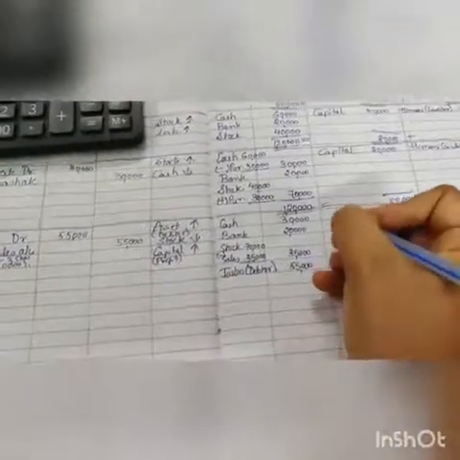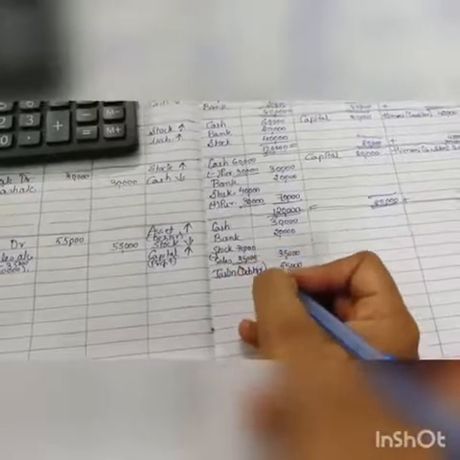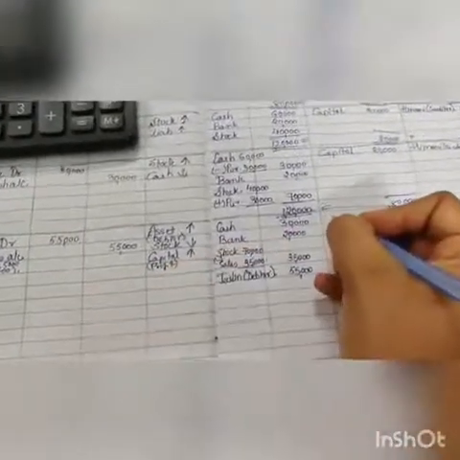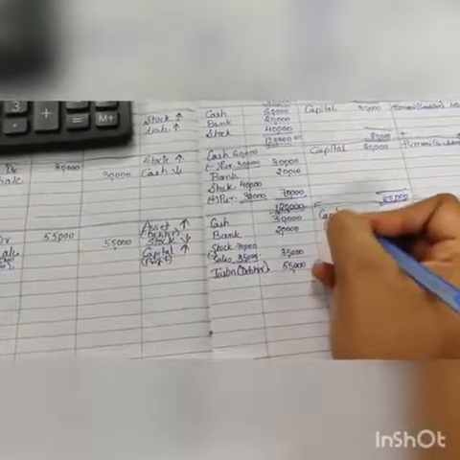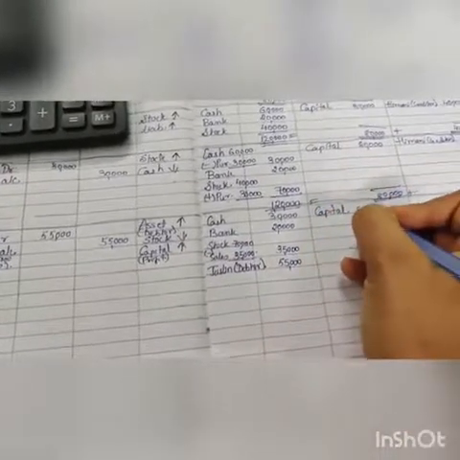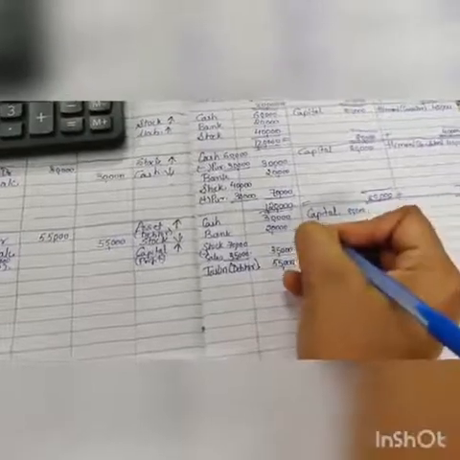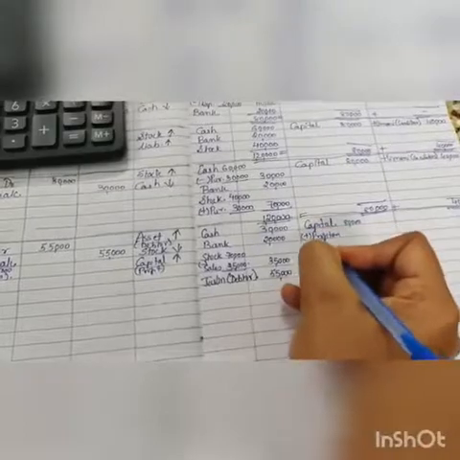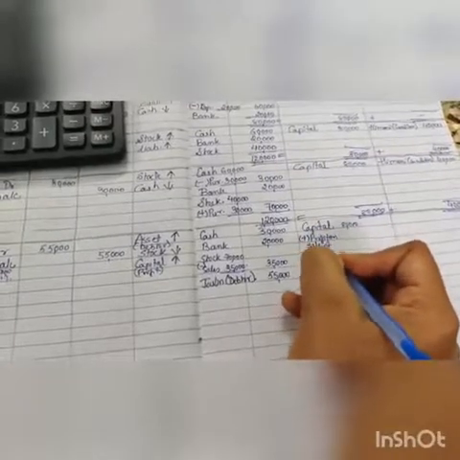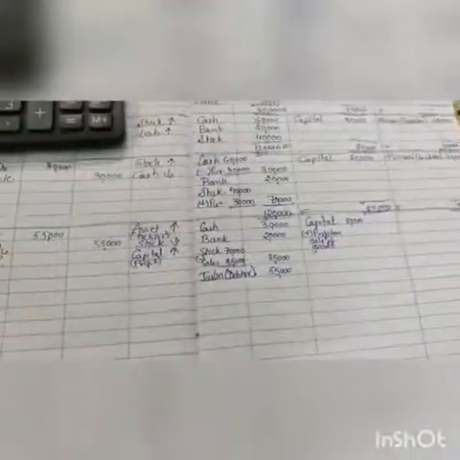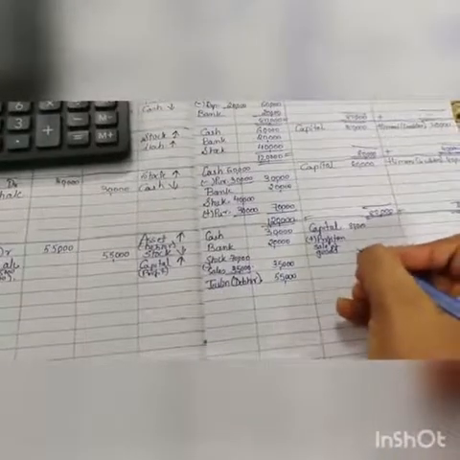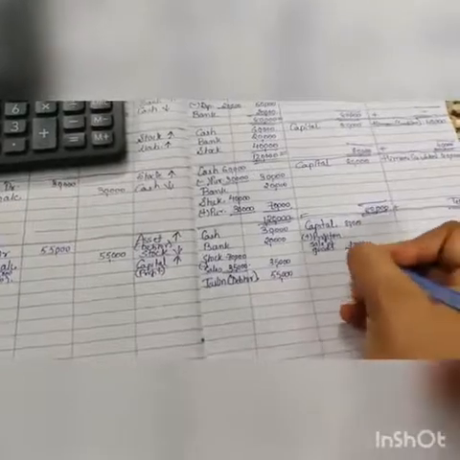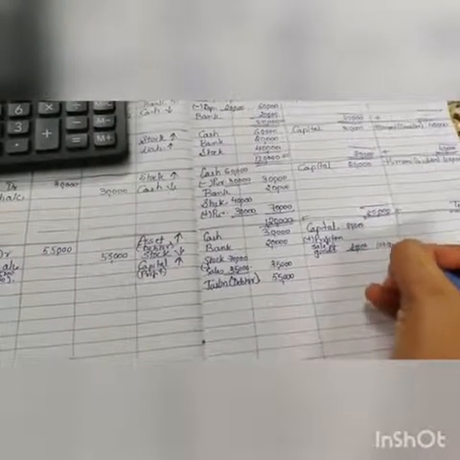Now the next effect. See, one effect we have given here, one effect we have given here, still one effect is remaining, that is profit. So that profit is coming into capital. So here we will write down capital, that is 80,000. Here you will add this profit, that is profit on sale of goods, that is how much? The profit will be 20,000. So here what will you get? 1 lakh you will get here.